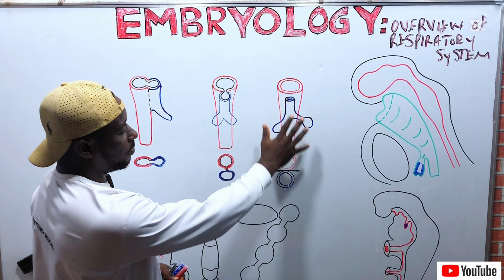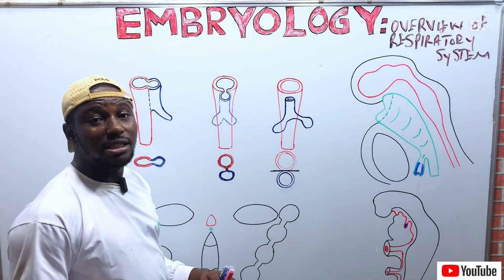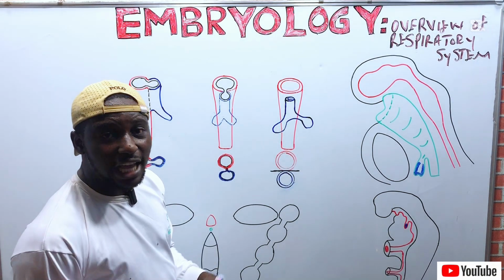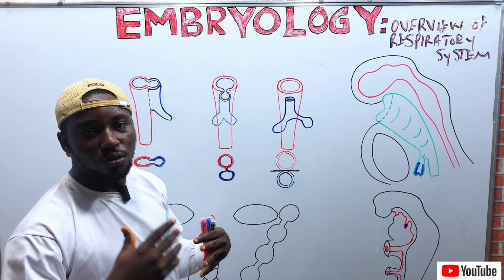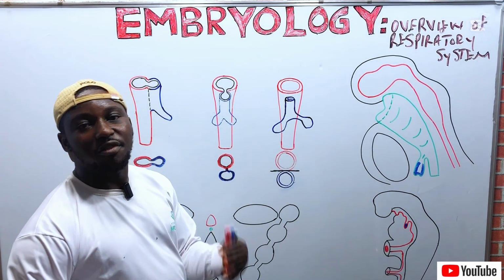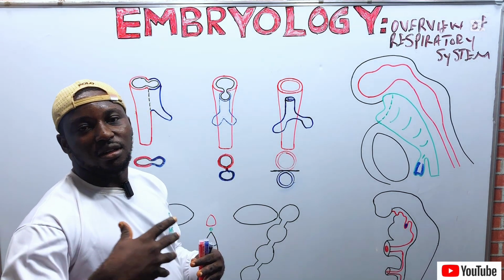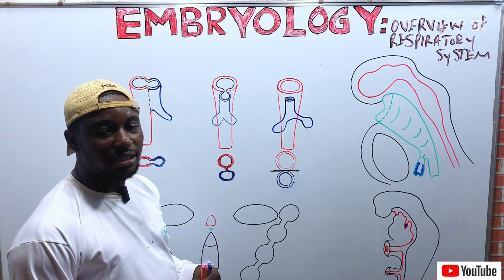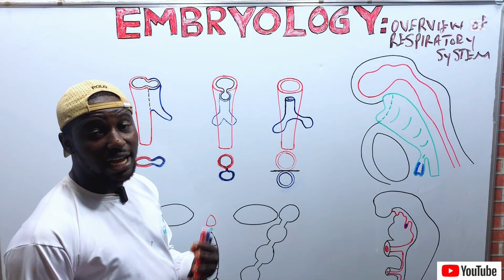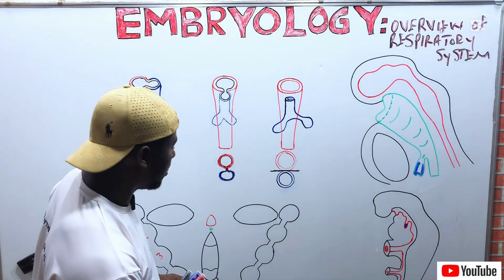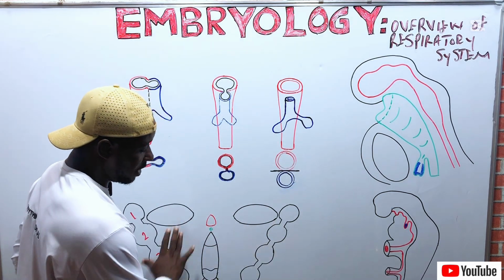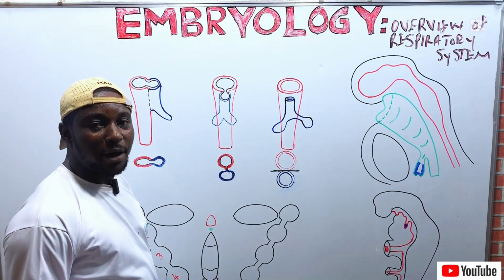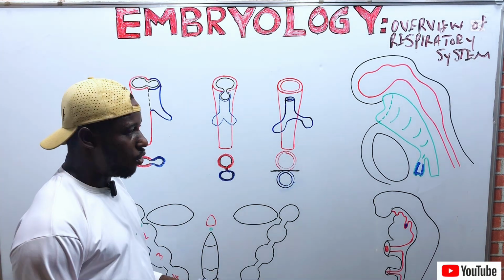This diagram here depicts the development of the bronchial and lung buds, which give rise to the lung parenchyma and also the bronchi, right? It also gives rise to the trachea and the larynx, right? So this diagram here depicts the formation of the laryngotracheal groove. That is how it works.